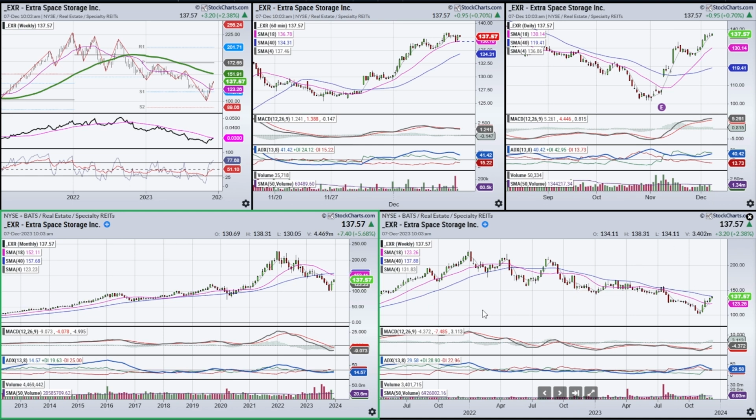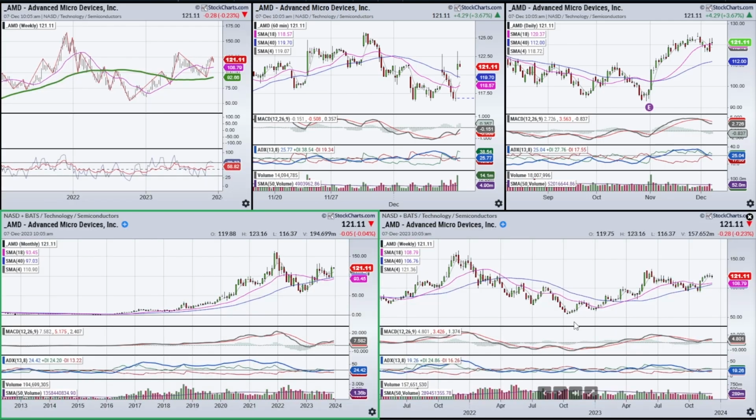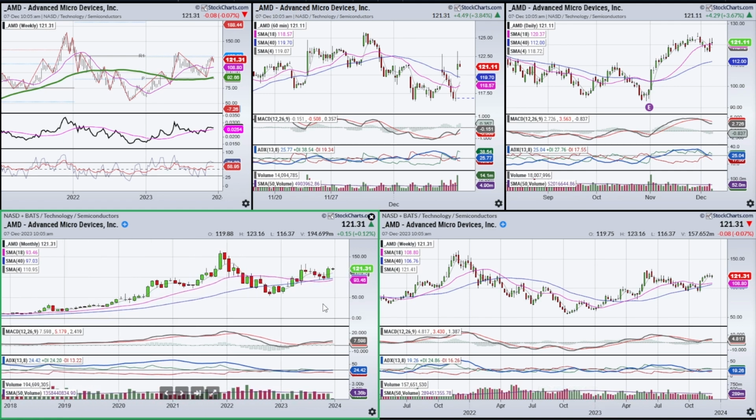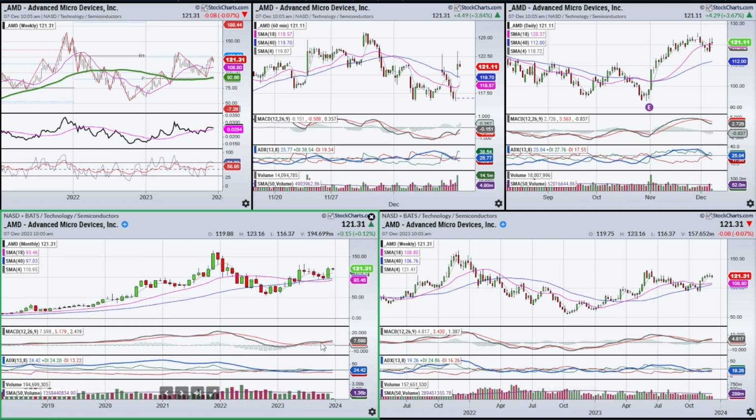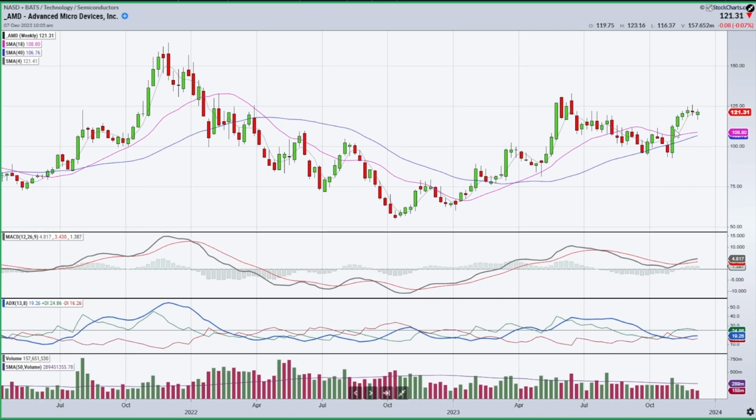If you're going to play it longer term, I really think you're going to need more time to let this play out. And then we've got this AMD. Now it's starting to pull back. It's operating off of a pinch play on the monthly chart after a long three to four month pullback to the key moving averages on the monthly. And then we're starting up here.